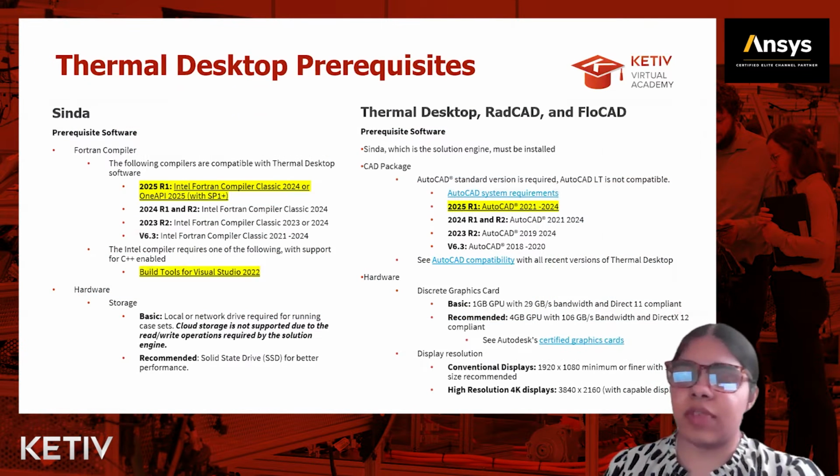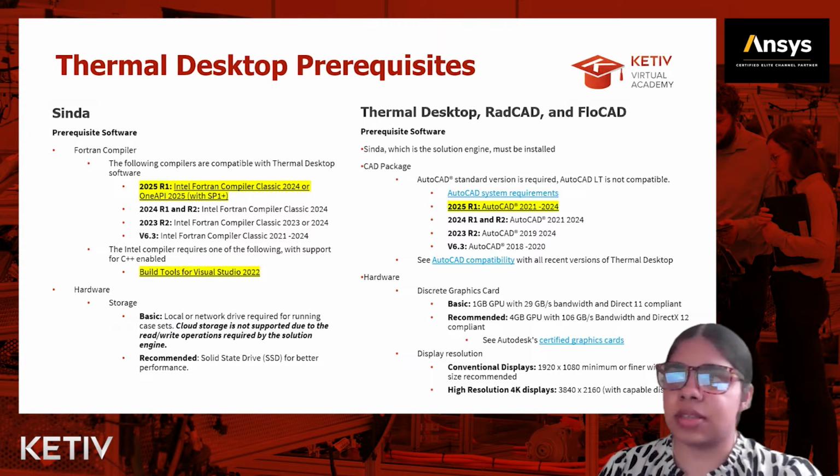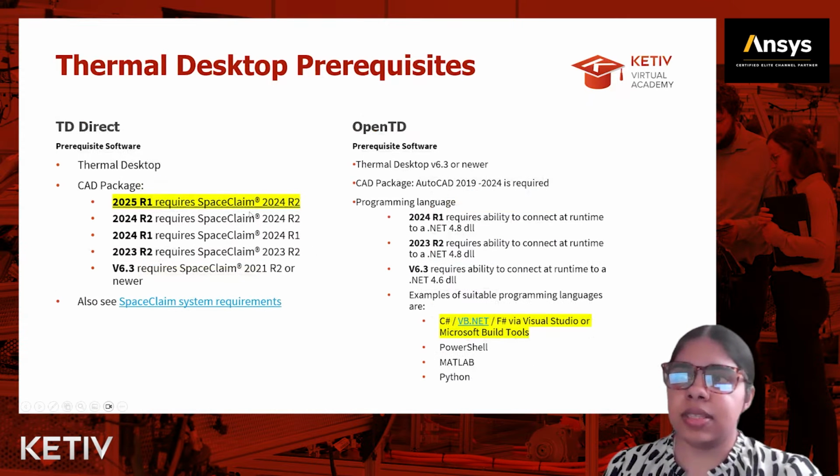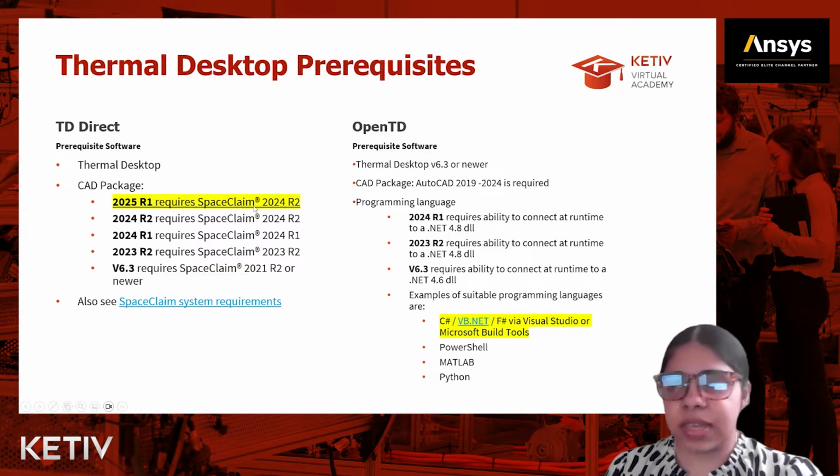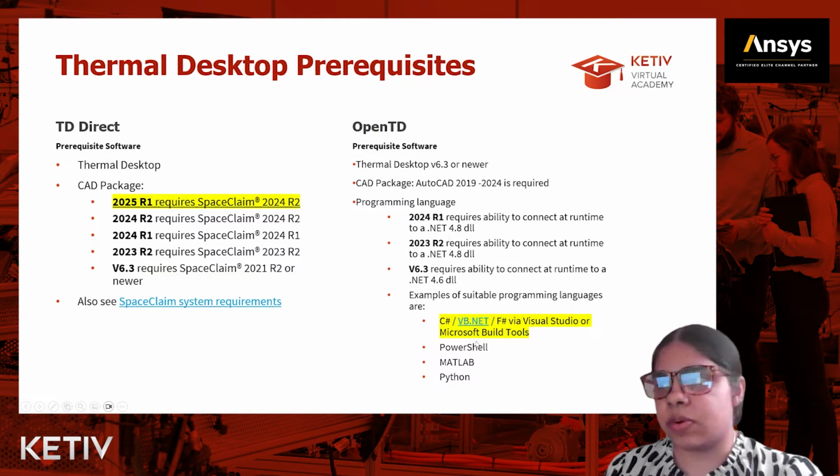There are a couple of prerequisites for the Thermal Desktop product. For example, you need to have the Intel Fortran compiler and the runtime libraries installed on your machine. You would also need the build tools for Visual Studio 2022. Like I mentioned, AutoCAD is another prerequisite for the Thermal Desktop product. And alongside that, you need Ansys SpaceClaim on your machine. And we already talked about the Visual Studio build tools.